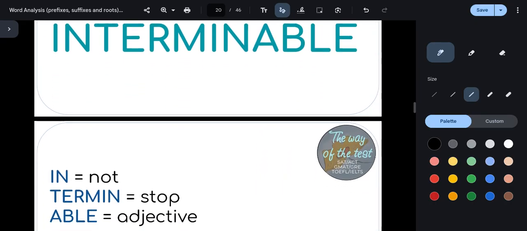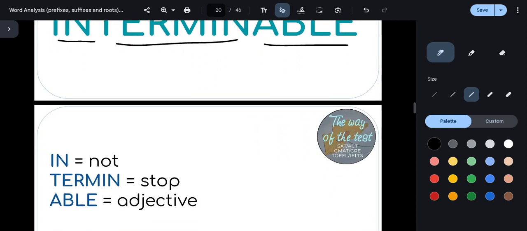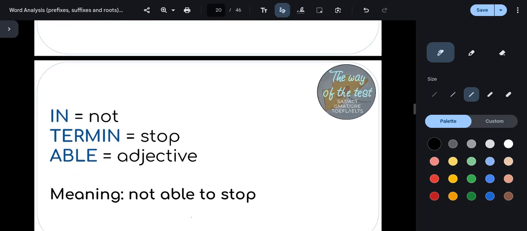Okay, so this is the answer. We have interminable, right? Interminable. So we have in, which is a prefix for not, or just the opposite of something. Termin, which is to stop, and able, which is the suffix for adjective. So this is an adjective that means non-stop. So the actual meaning will be not able to stop, or just something that doesn't stop.